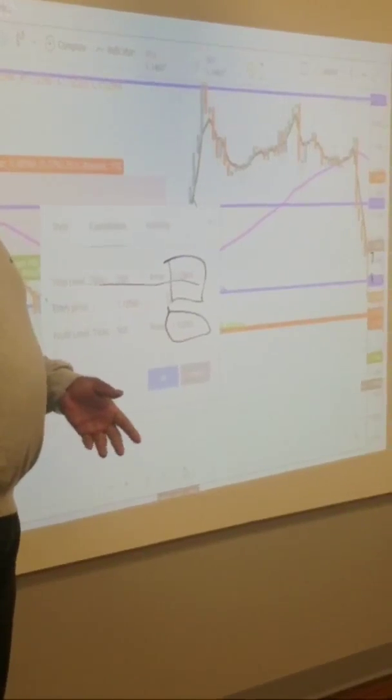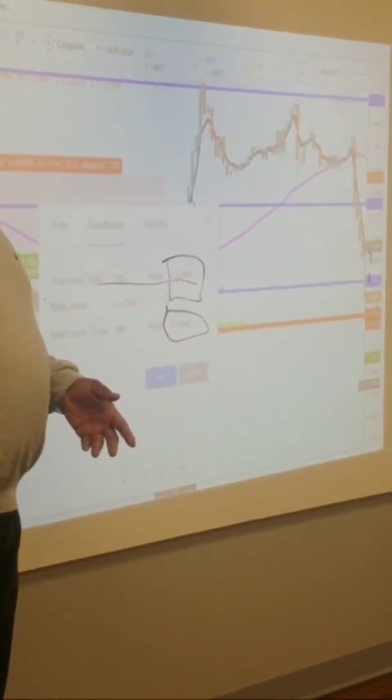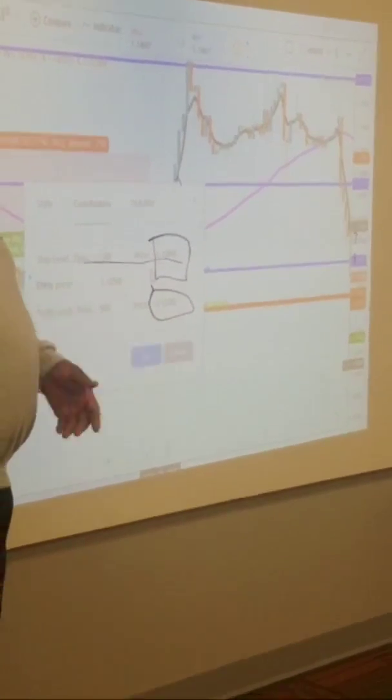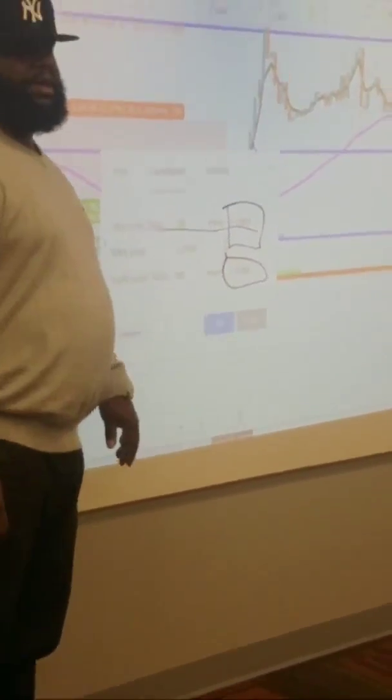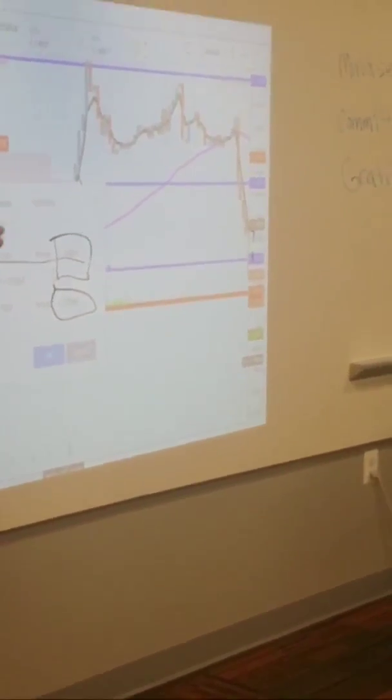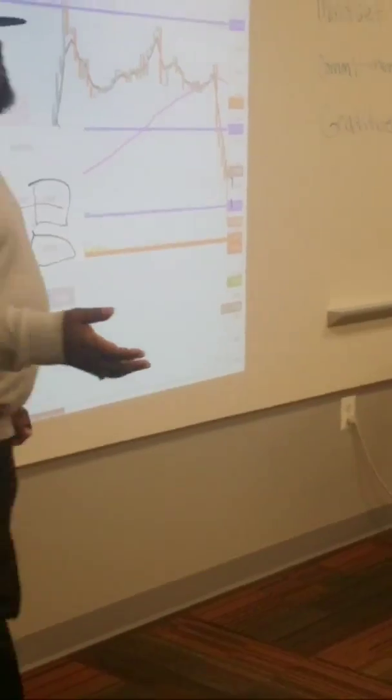Y'all get that? Yes. But if you're on the phone, you're gonna have to do it manually. Oh yeah, if you're on the phone, it's a different story. If you're on a computer, you can do this. But with the software, you don't have to. It's gonna give you your stop loss and your take profit. That's good.